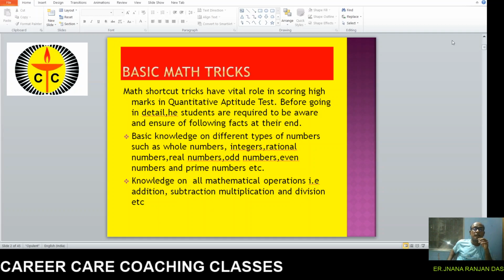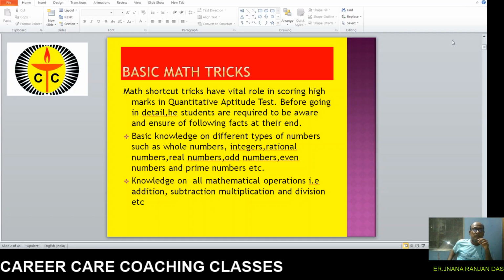Before going into detail, the students are required to be aware of and ensure some facts on their behalf. They should have basic knowledge of different types of numbers, such as whole numbers, integers, rational numbers, real numbers, odd numbers, even numbers, and prime numbers, etc.